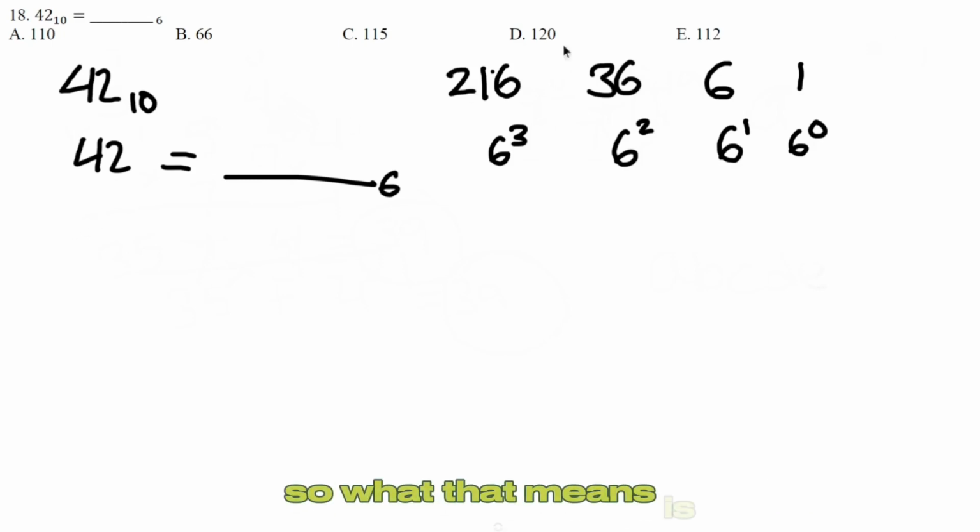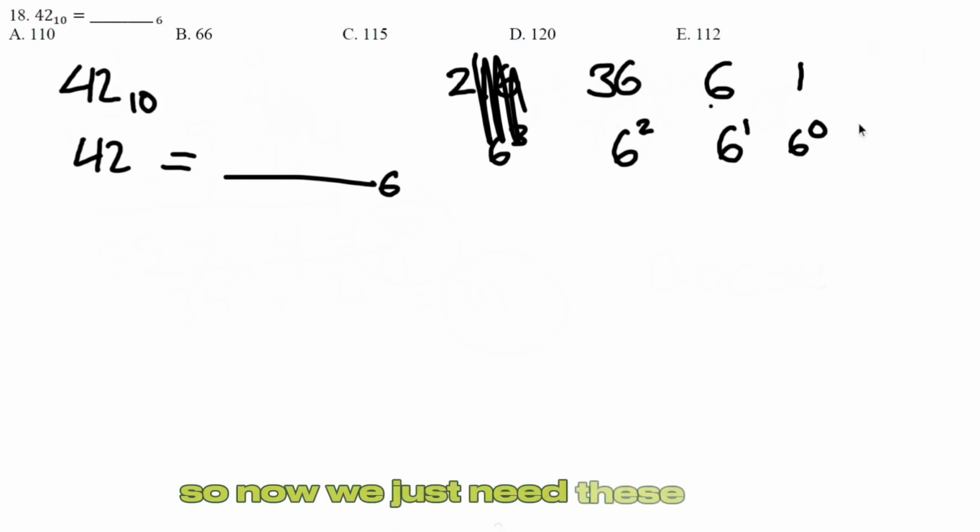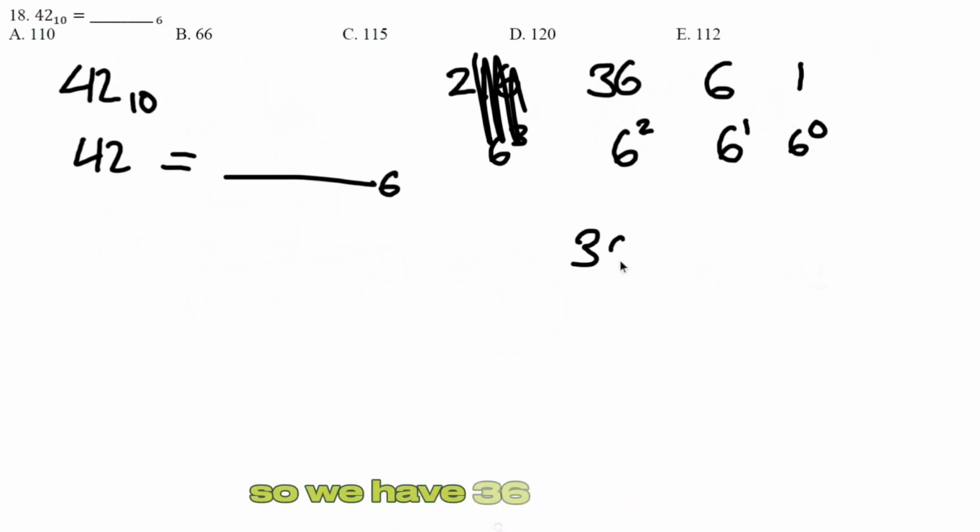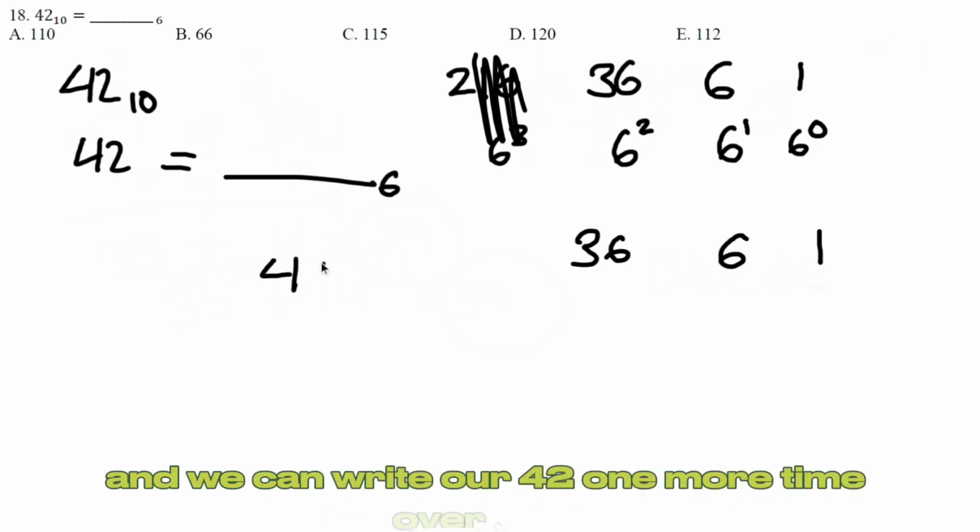So what that means is, if you look at 1, 1 is less than 42. If we look at 6, 6 is less than 42. If we look at 36, 36 is less than 42. But if we look at 216, 216 is greater than 42. So we don't need this, so we can get rid of this. So now we just need these three. So we have 36, 6, and 1. And we can write our 42 one more time over here.